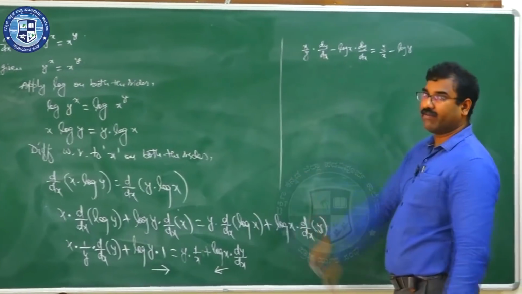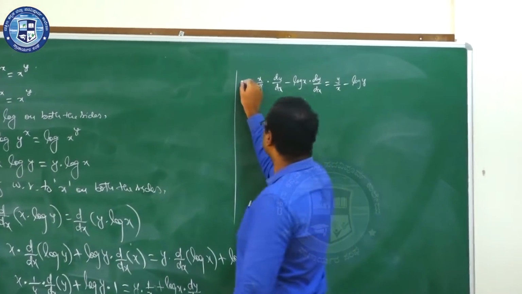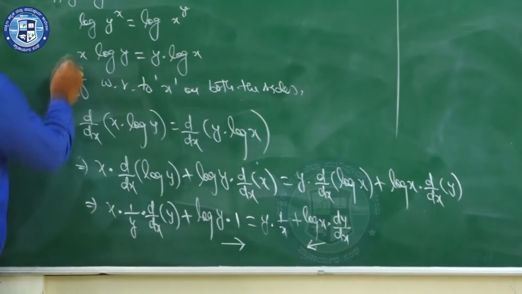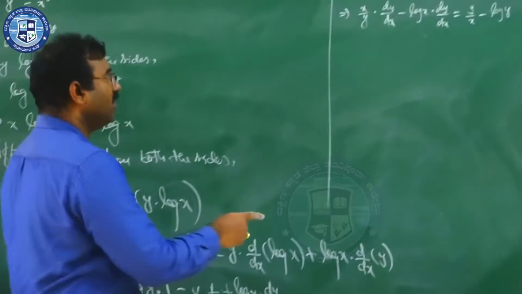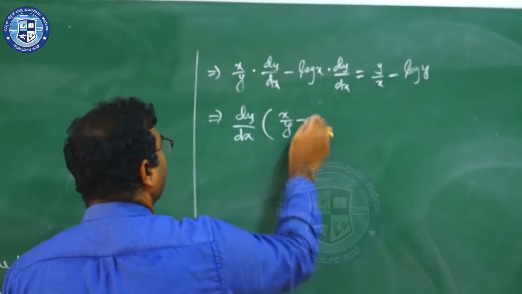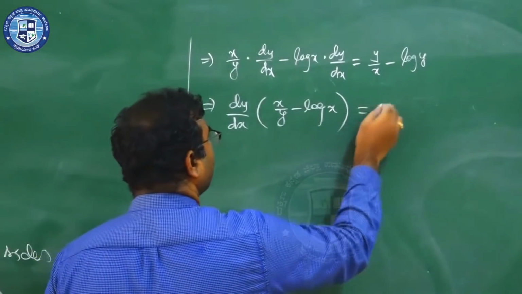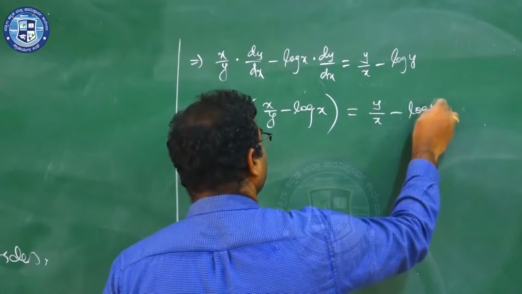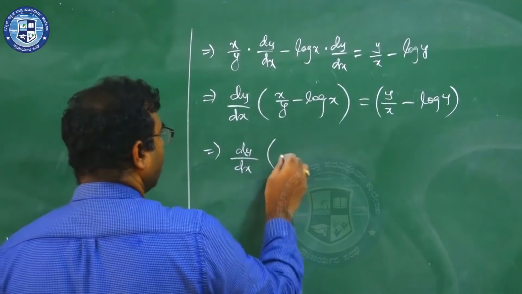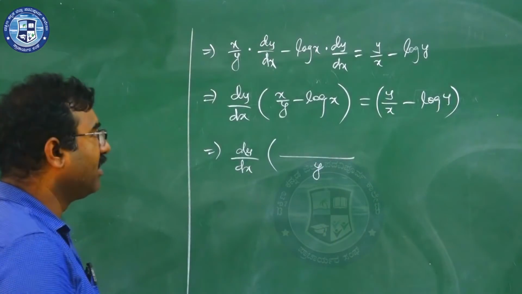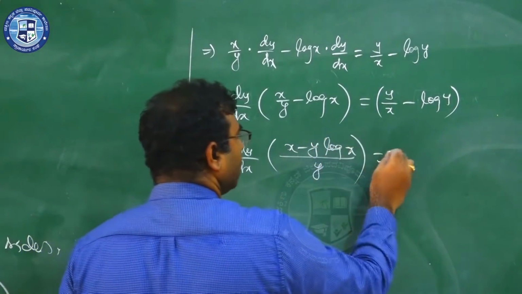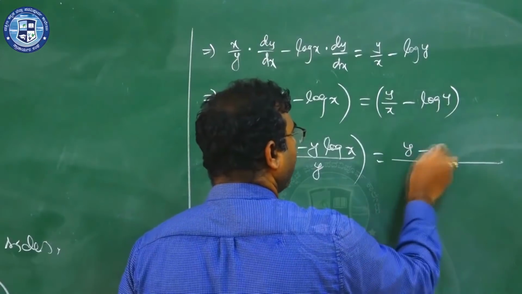Okay, so here dy by dx we take common. We can keep symbols like this. Now here dy by dx common, so (x by y minus log x) is equal to (y by x minus log y). You can take LCM here, dy by dx, here y is the LCM. If we take it, what happens, it is (x minus y log x) is equal to x, if you take common, (y minus x log y).